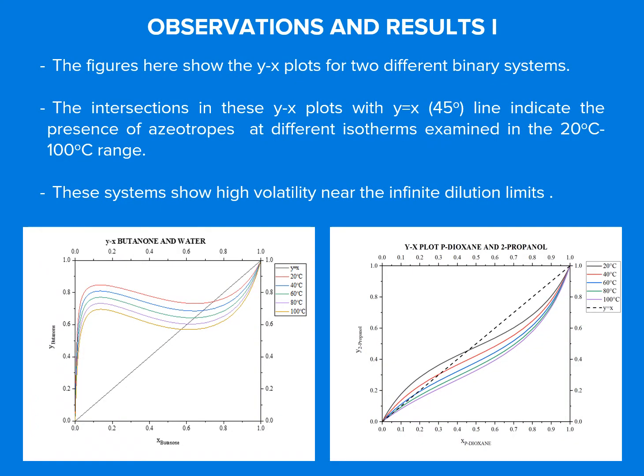Initially, we had to study binary systems and compute different thermodynamic properties. This here is an example of the same. Here, y-x plots for two different binary systems are shown. The intersection in these y-x plots with the 45-degree line indicates the presence of azeotropes in the system at different isotherms that were examined in the 20 to 100 degrees Celsius temperature range.